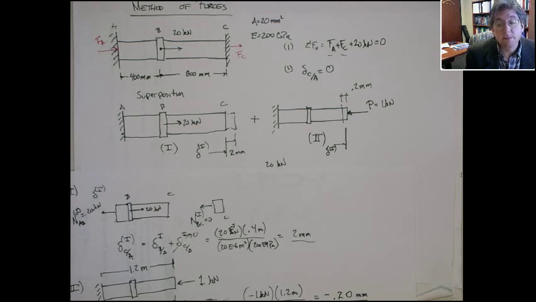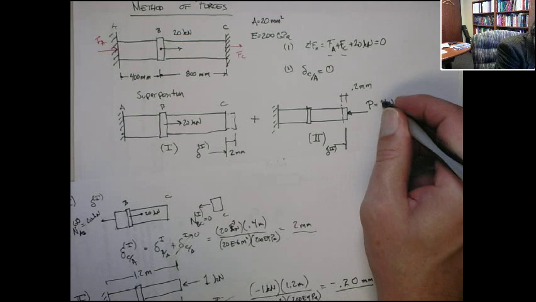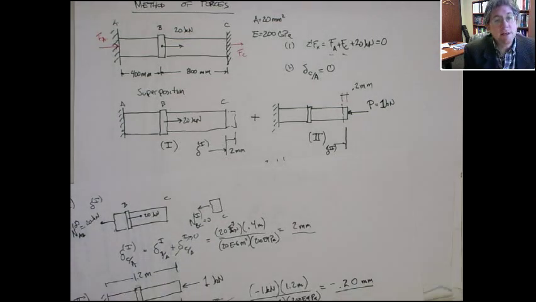Now, if it had moved in 2 millimeters, then obviously the reaction force at C should be 1 kilonewton. But it didn't. So it needs to be 10 times that, right? So you need to have a reaction force actually 10 times that.